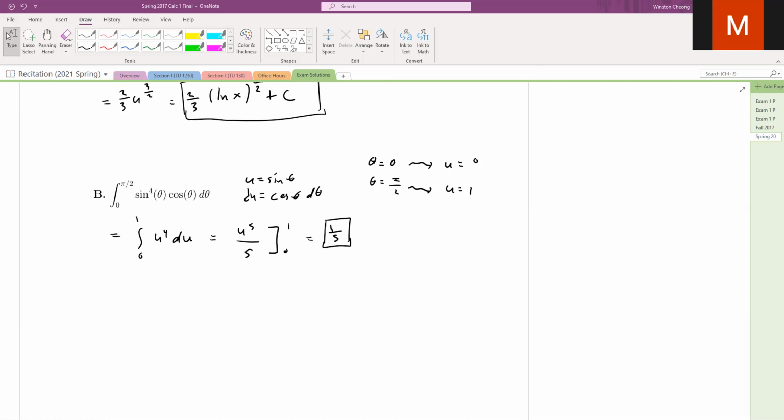Yeah, that actually makes more sense. And then, so when you went from u to the 4th du, how did you go from that to u to the 5th over 5? Like what happened? Why did your du go away, basically? You see what I'm saying? Well, that's the process of integration.